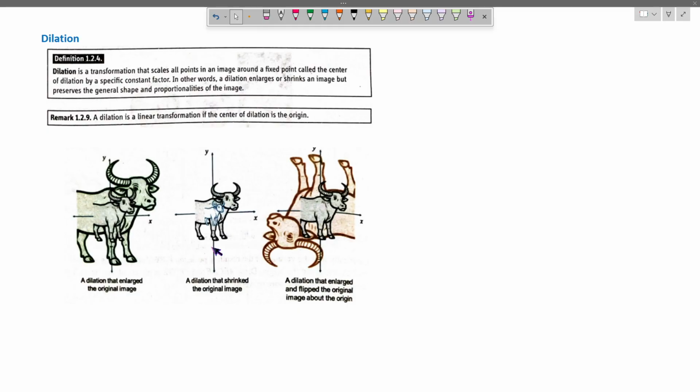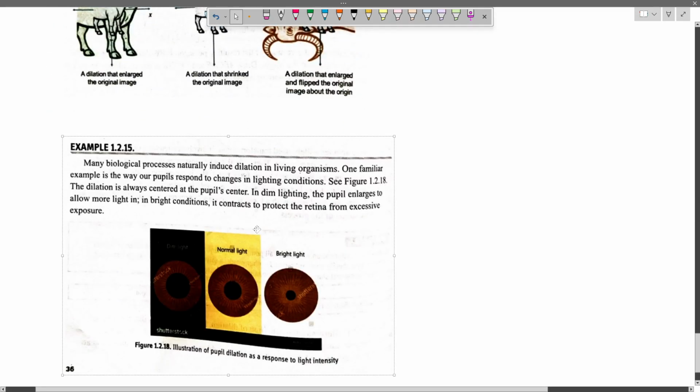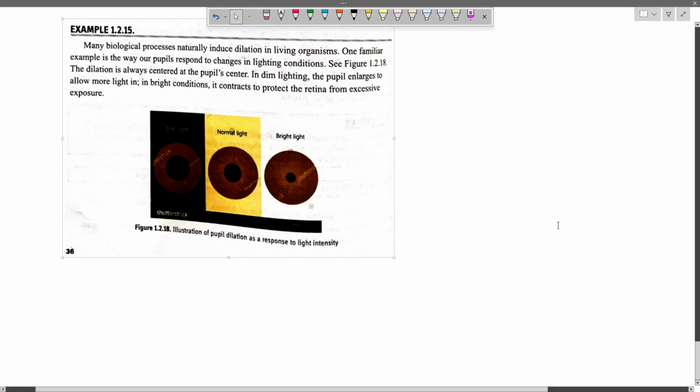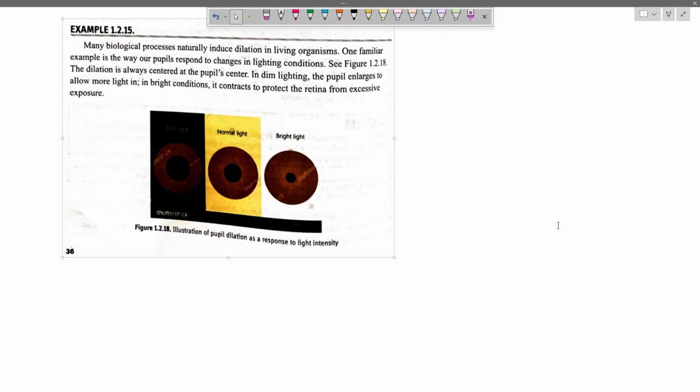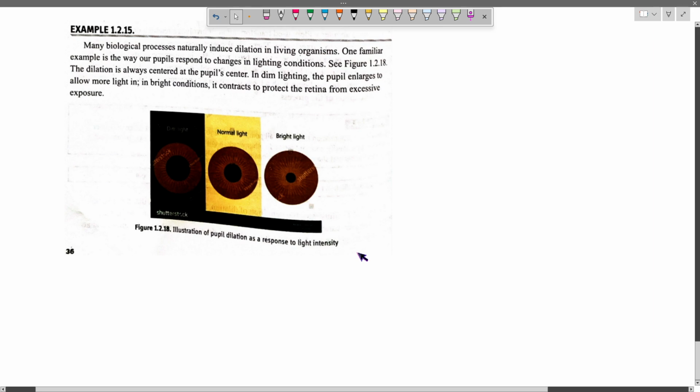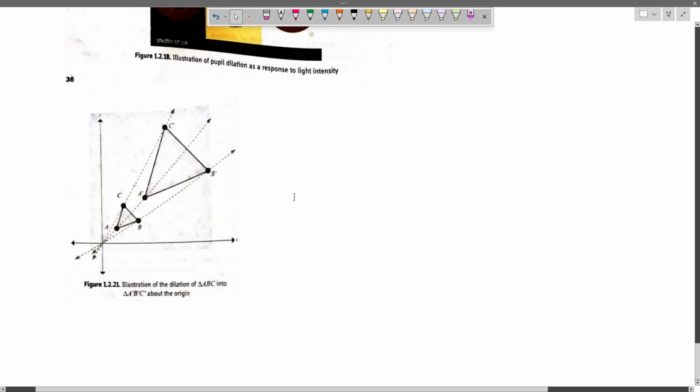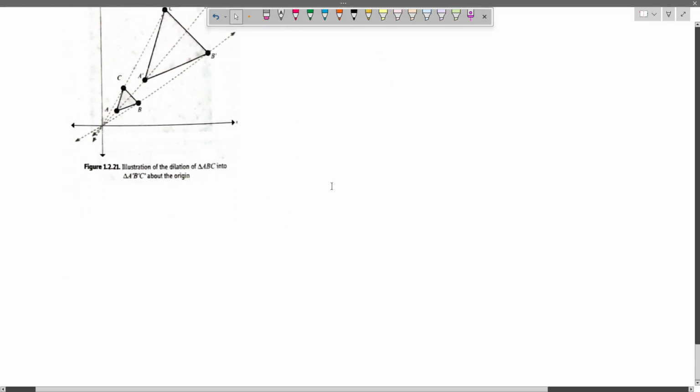So examples that we have of dilation, of course, we have the pupils. It enlarges or dilates based on the brightness that we receive. Now, knowing that the dilation also preserves the shape and proportionalities, this is what it looks like if we enlarge an image with respect to the origin.